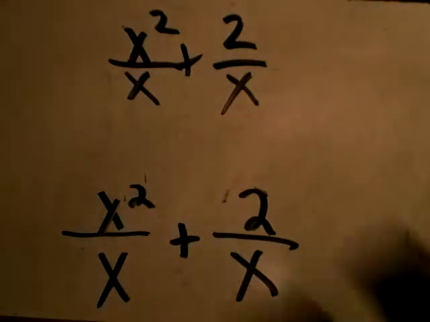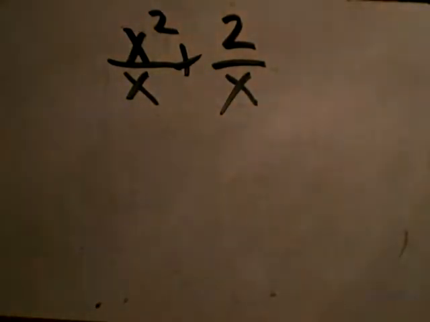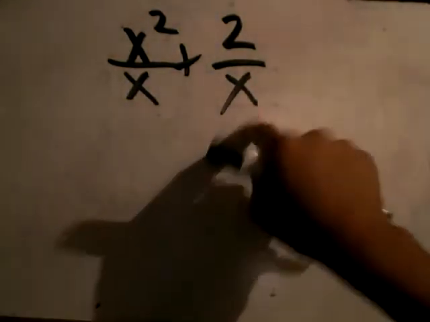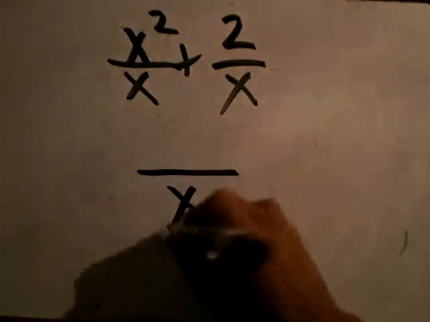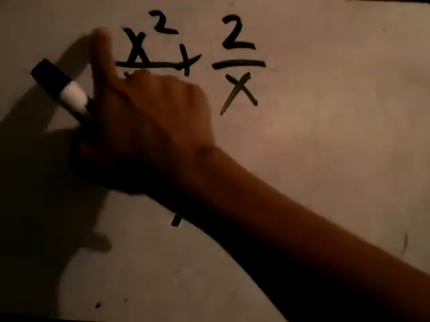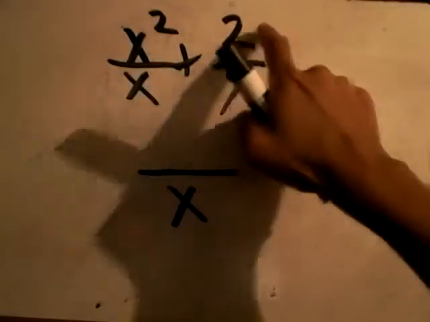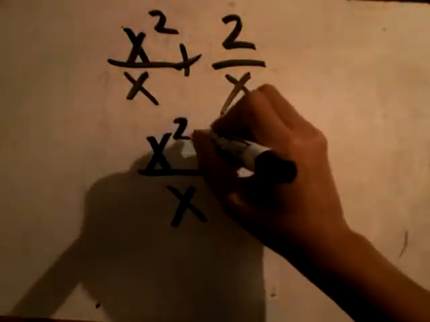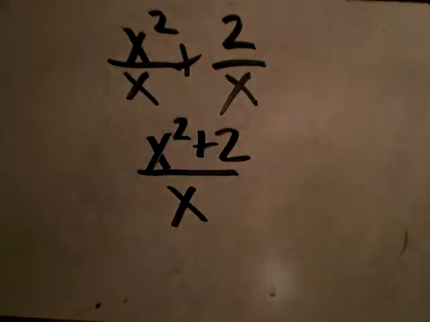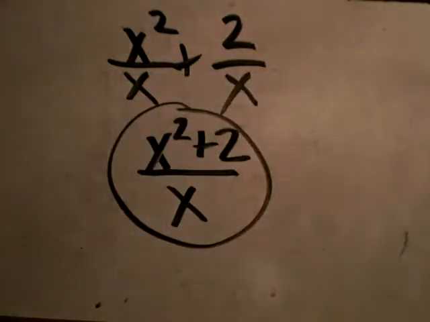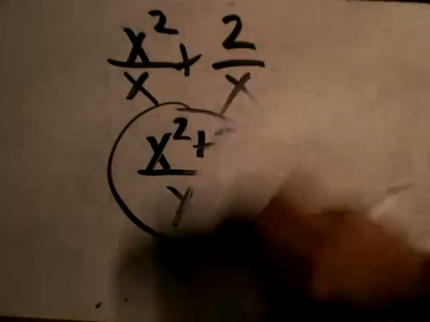Okay, so now we have a common denominator. So when we add, we're going to keep that same denominator. And now we just add the numerators. So x squared plus 2 equals x squared plus 2. Okay, and that's our final answer. Okay, now let's move on to another problem, which is pretty similar.